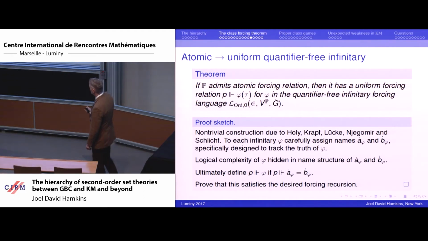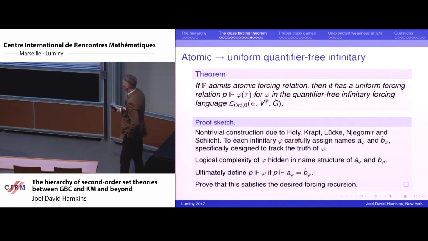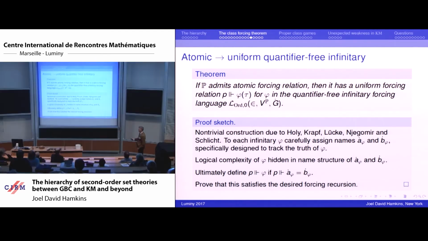And this is a construction due to the Bond group. And the way it proceeds is that to every infinitary phi in this language, you assign certain names, A dot and B dot. Yes? Is this L sub infinity omega zero, is it the same as is sometimes called L infinity omega?